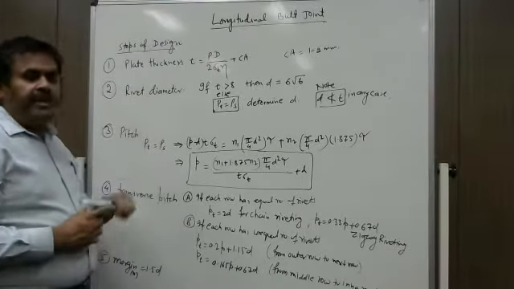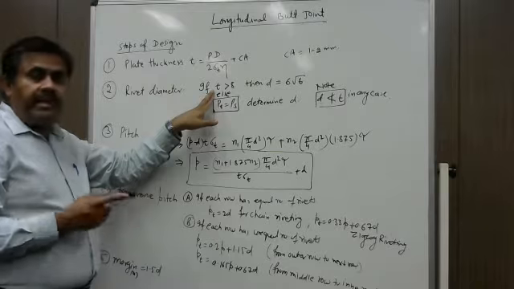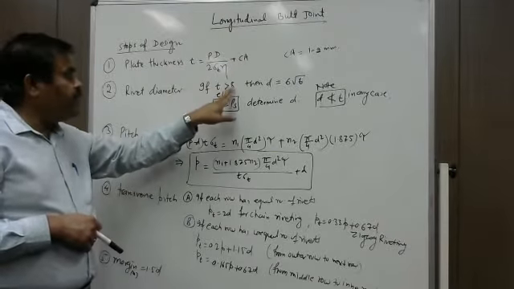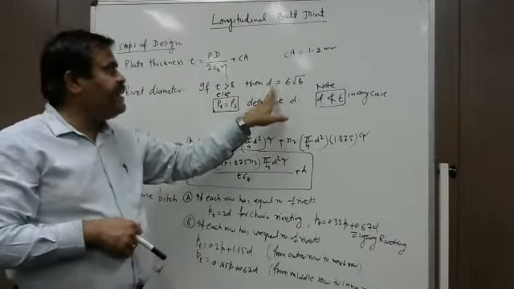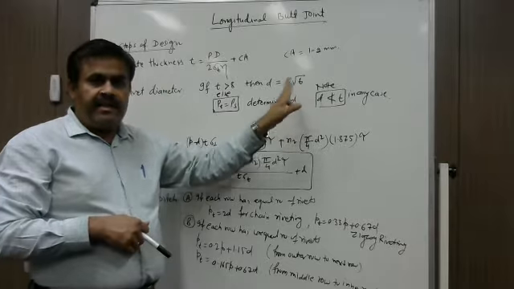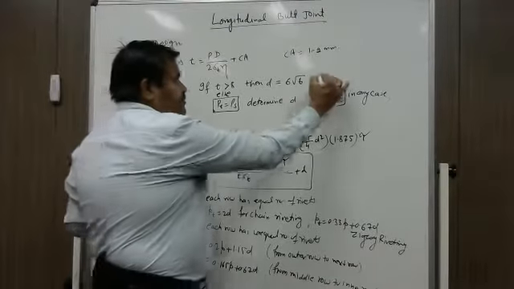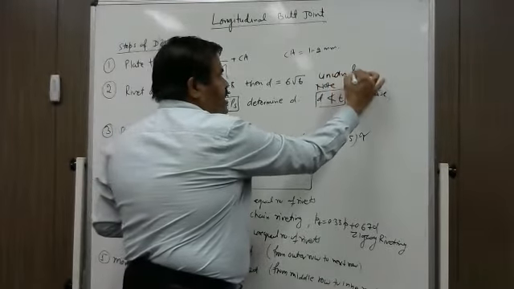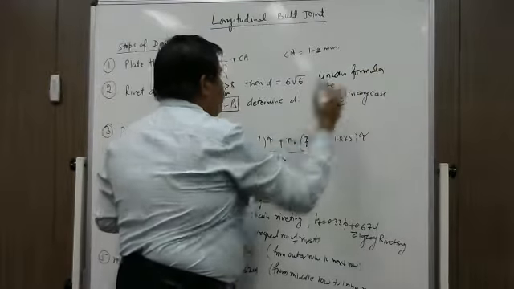Second step is rivet diameter. If the plate thickness calculated in step 1 is more than 8 millimeter, then we use d equal to 6 root t. This formula is known as the Unwin formula.